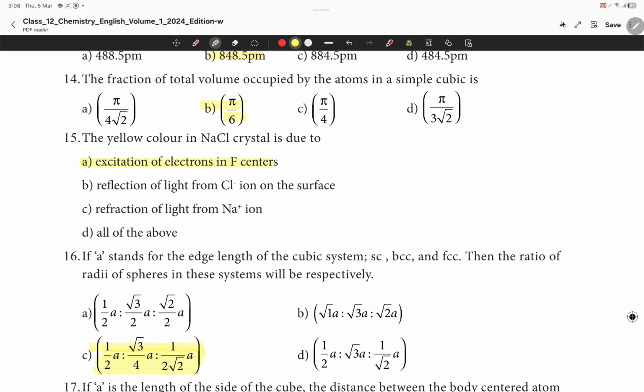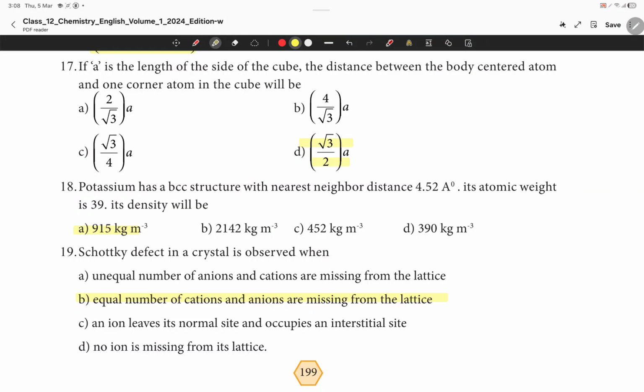The yellow color in NaCl crystal is due to excitation of electrons in F centers. If a stands for the edge length of the cubic systems SC, BCC, FCC, then the ratio of the radii of spheres in these systems will be respectively 1/2 a, √3/4 a, 1/(2√2) a. If a is the length of the side of the cube, the distance between the body-centered atom and one corner atom in the cube will be √3/2 a.